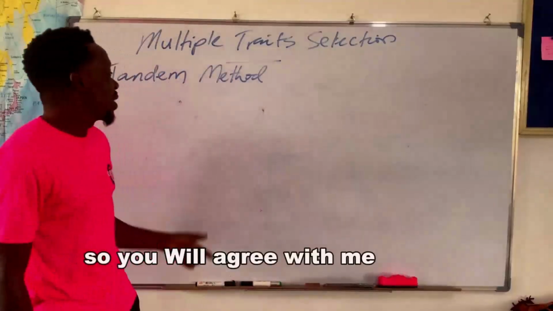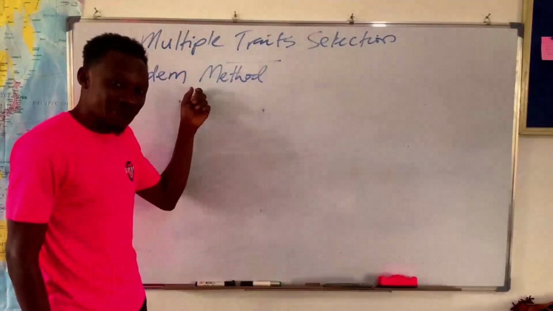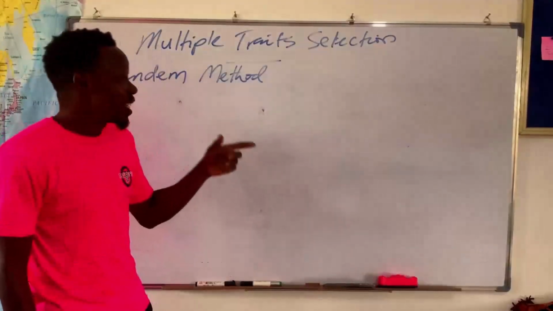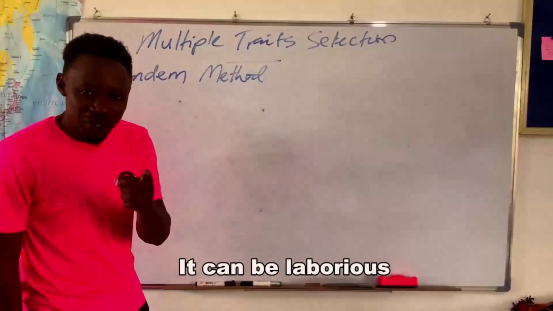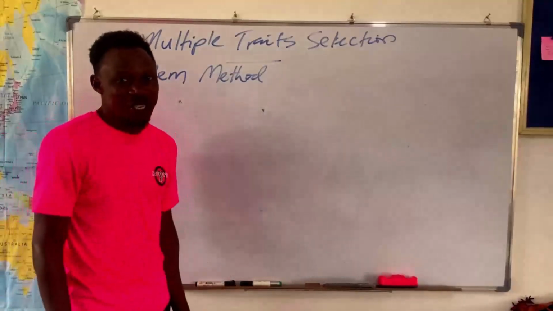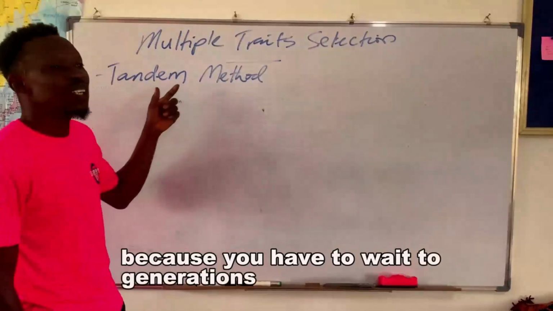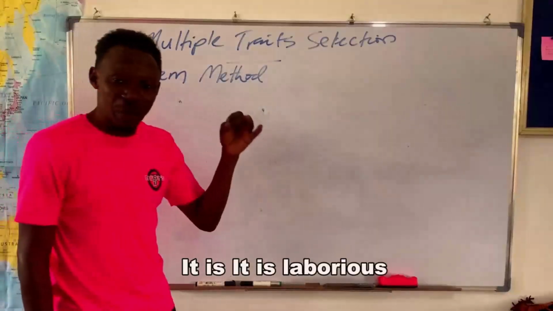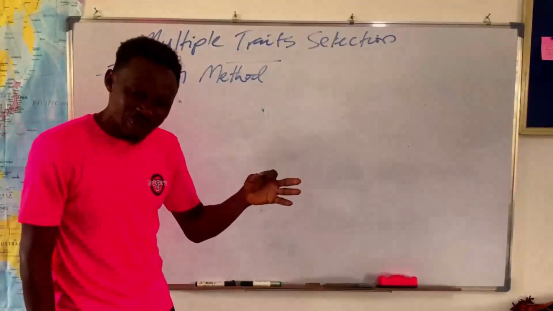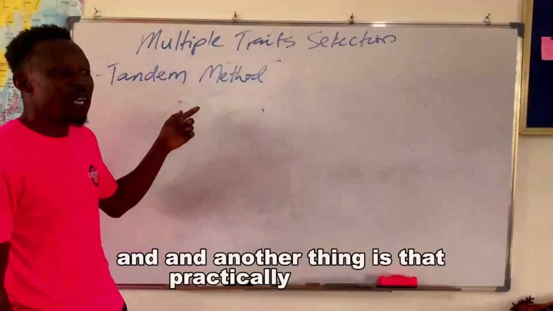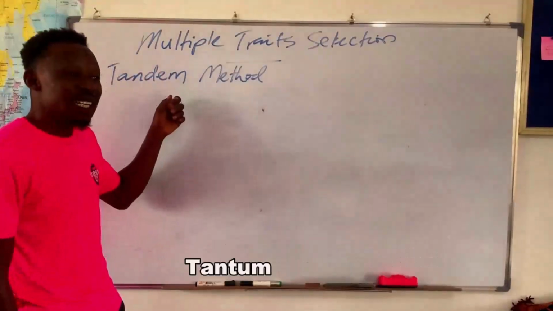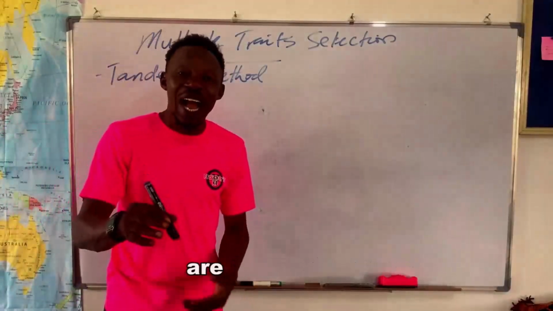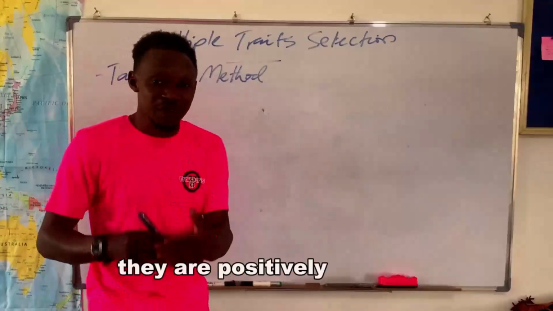So you will agree with me that this tandem selection that seeks to improve one trait at a time, as good as it is, it can be laborious. It is time consuming, because you have to wait generations upon generation. So it takes time, it is laborious, it is costly. And another thing is that, practically speaking, this method, tandem selection, only works well if the traits of interest are in correlation. They are positively correlated.